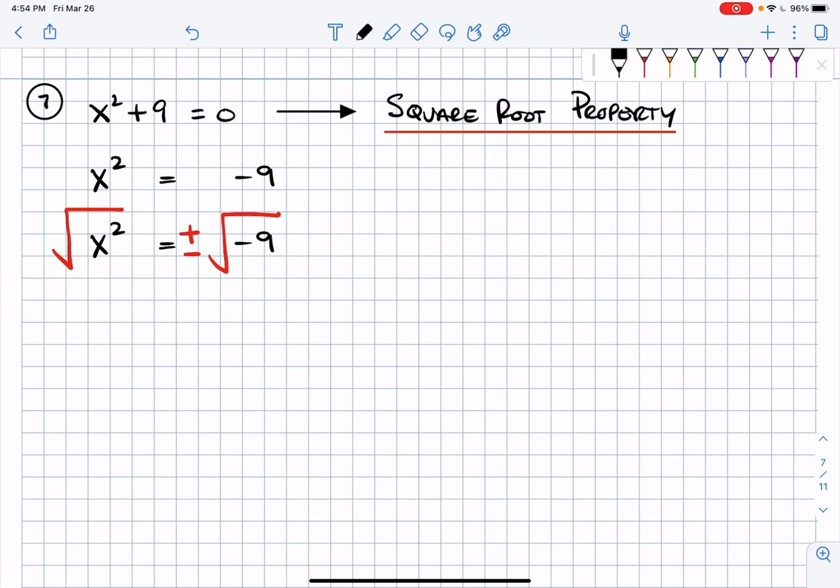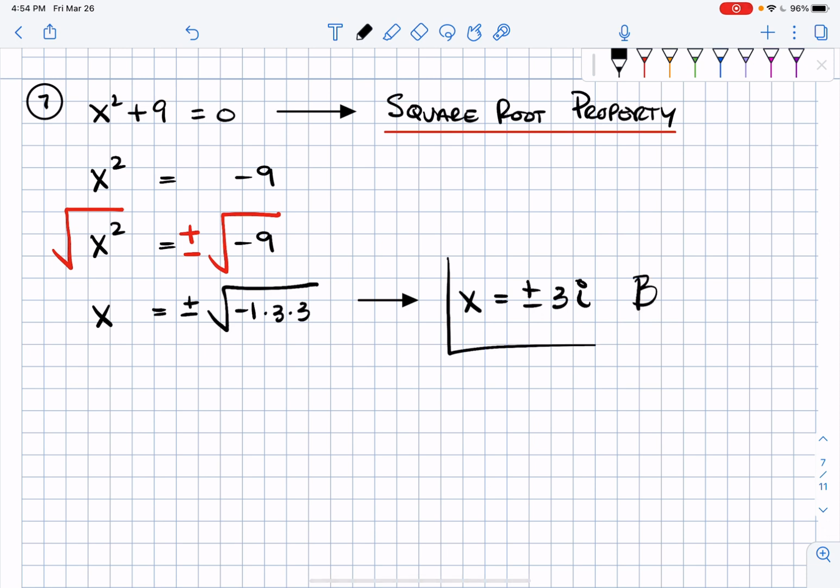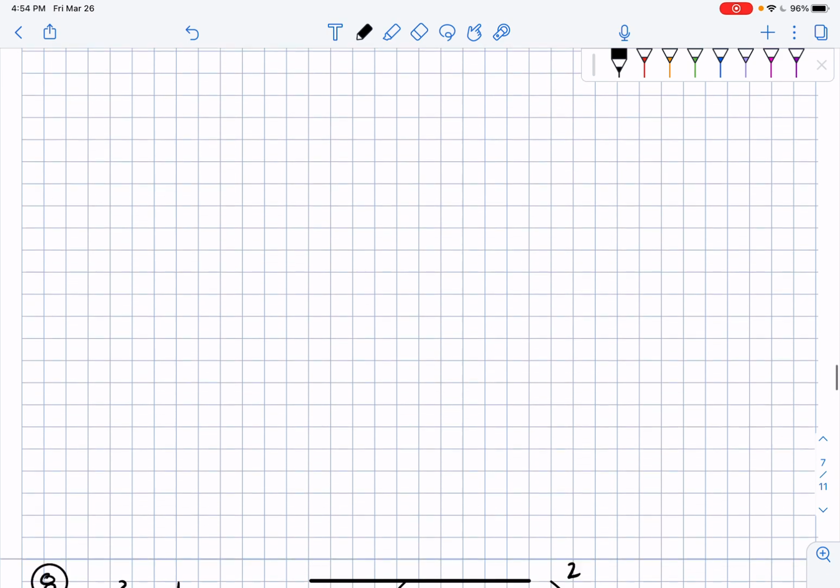So on the left side, what do I have? I have just an x left. On the right side, I got the plus and minus the square root of negative 1 times 3 times 3. I have a pair of 3's. I got the square root of negative 1. So this is going to be x is equal to plus or minus 3i. That means I have a positive 3i and a negative 3i, right? And that is going to be choice number B. There we go. Excellent. All right, on to number 8.